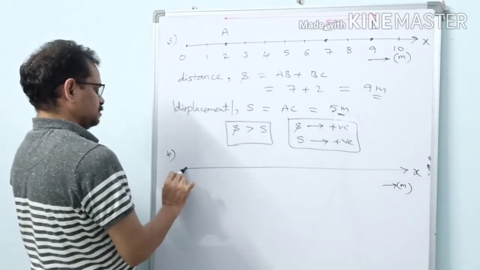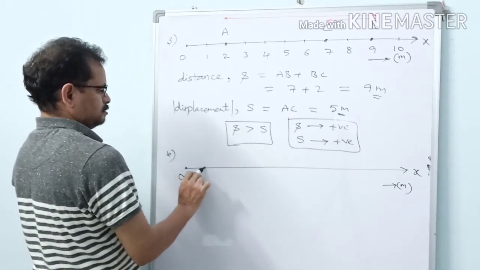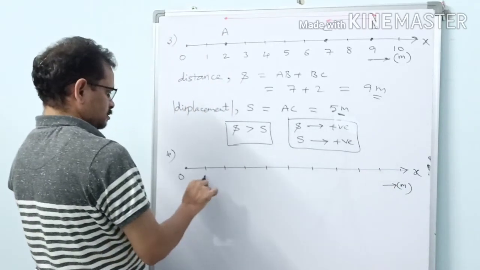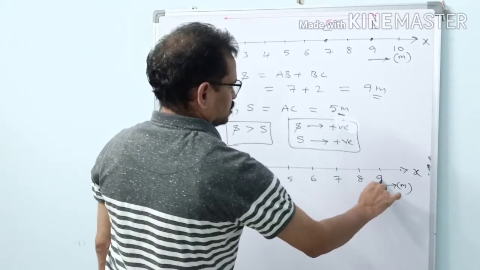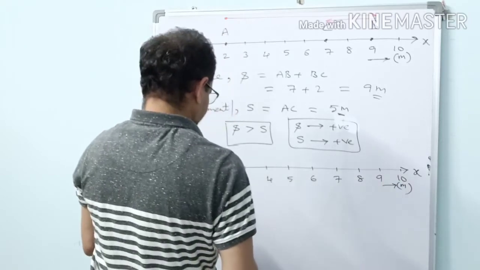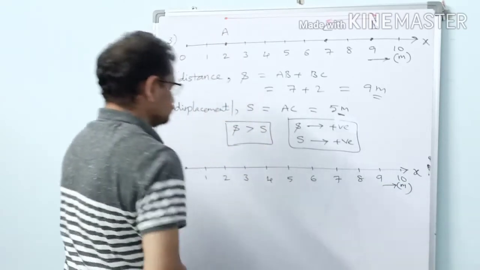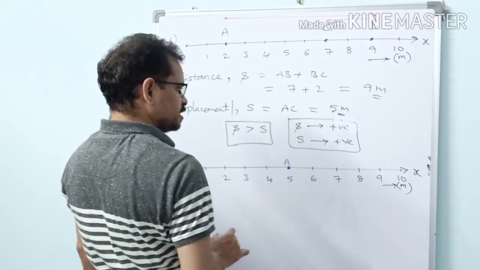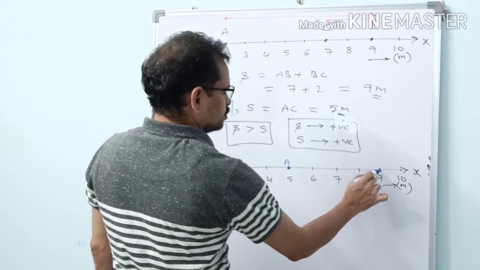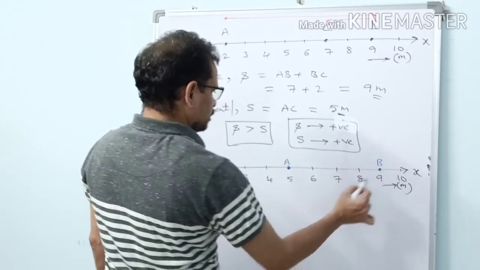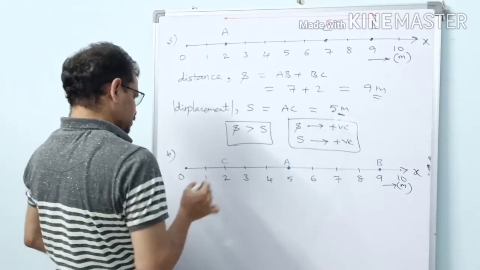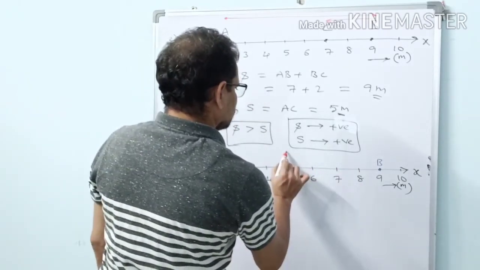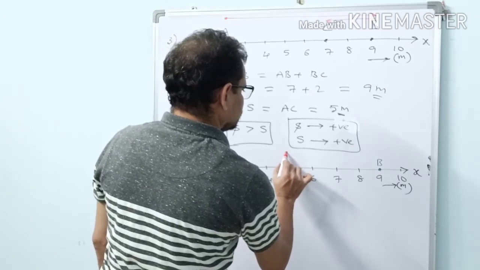Meters. This is the origin: 1, 2, 8, 9, 10. Let us suppose that this is initial position A, that the body moves to position B and finally it reaches position C. So this is the motion.